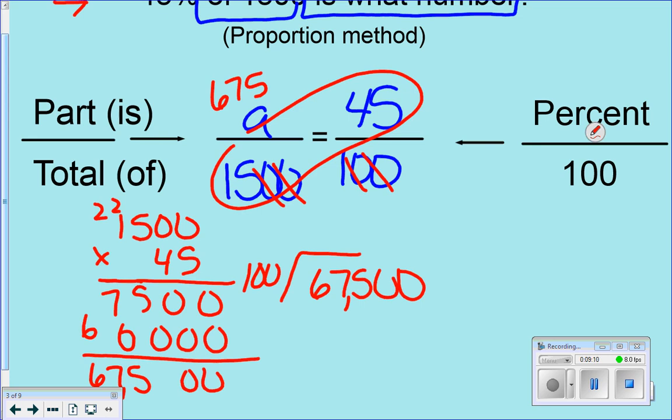Yep, you divide in the end. You take this, divide by this, 100. I just crossed out the zeros because that's what Jacob and I were talking about before. So you take 67,500. Yep. Correct. All right, I'm going to go to the next one.